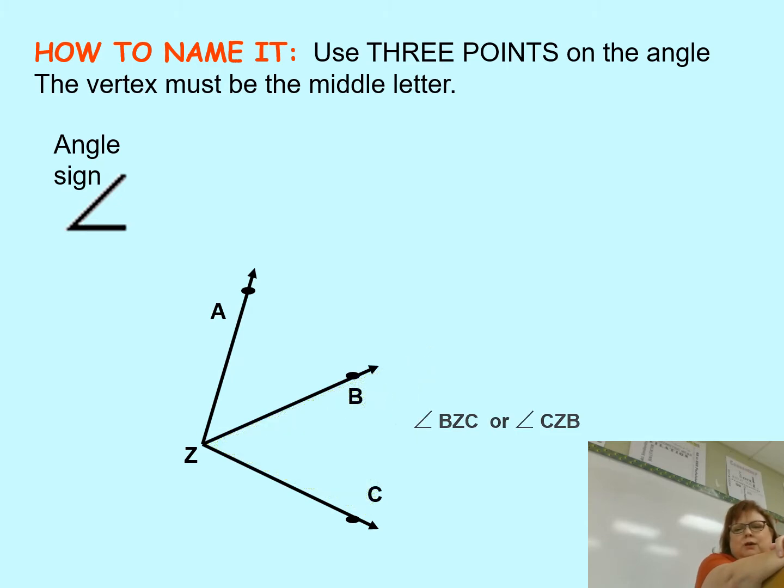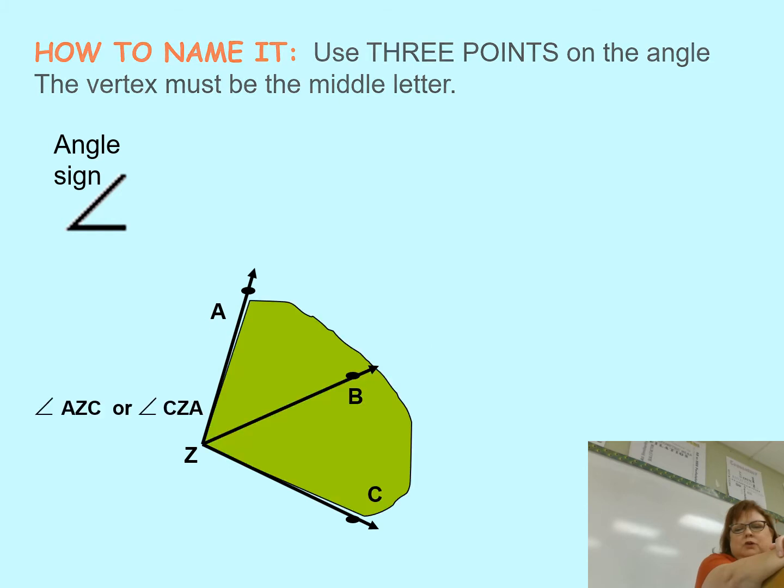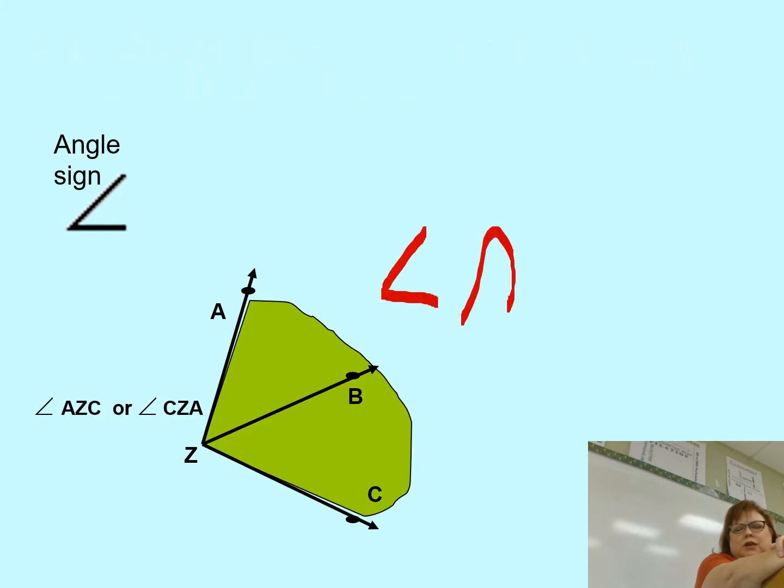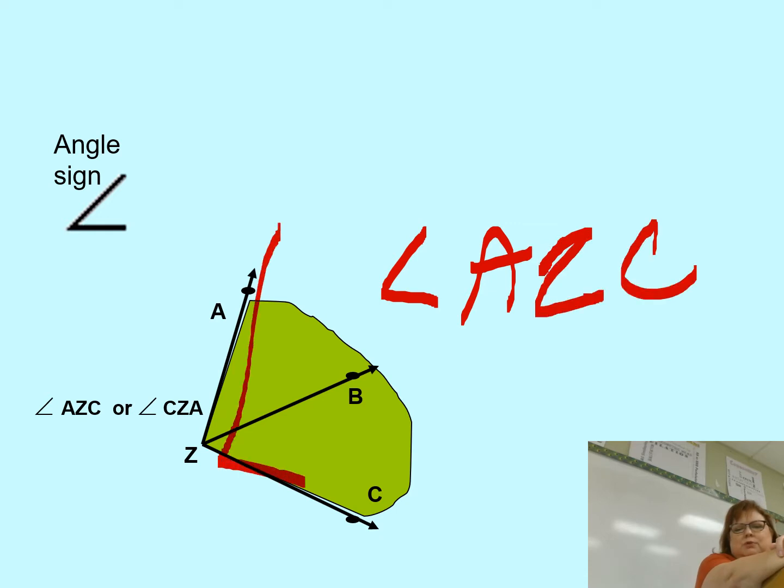All right, or what about the whole thing? Okay, angle AZC. You don't worry about the B part in the middle. If you're doing this whole entire thing, you just ignore that line. AZC or CZA. This is it.